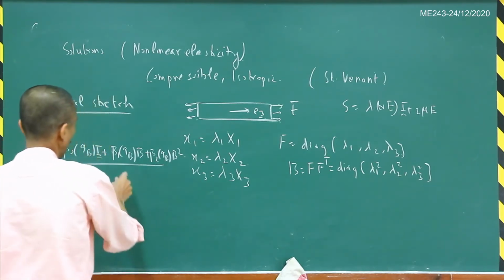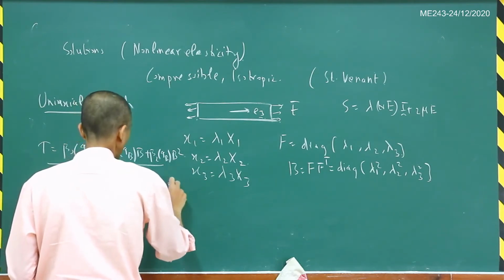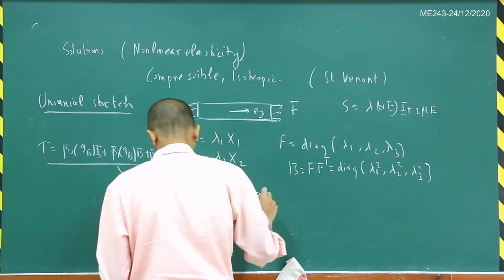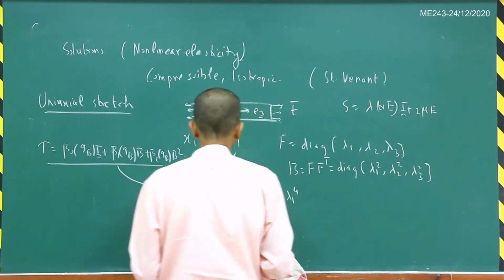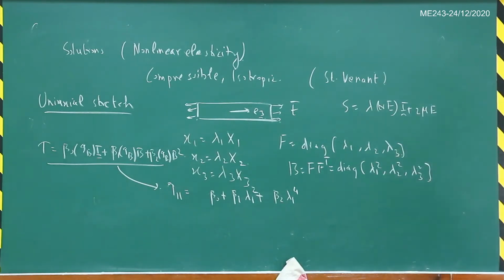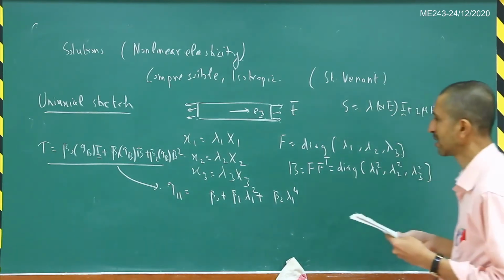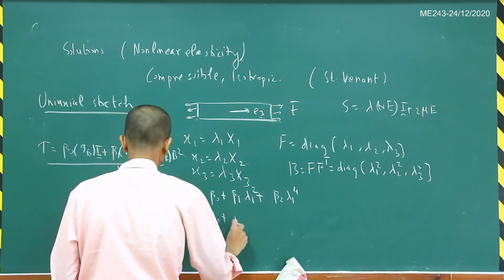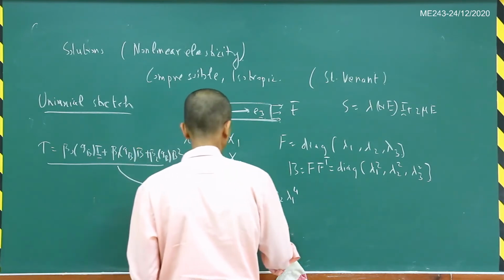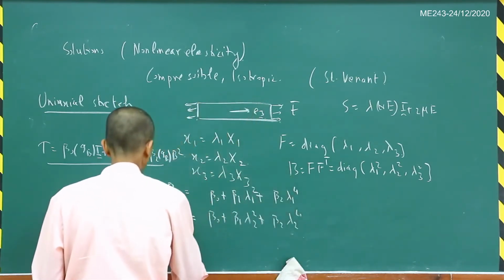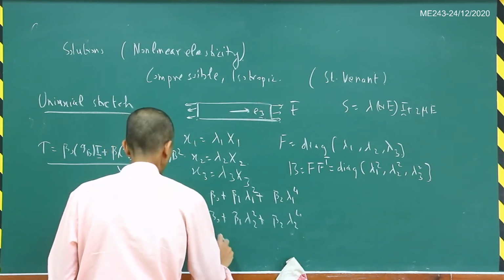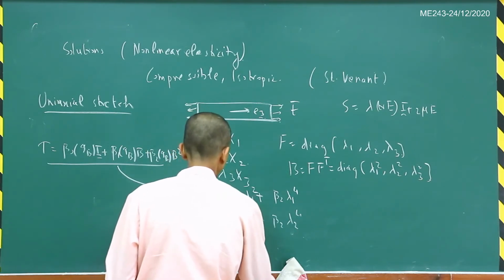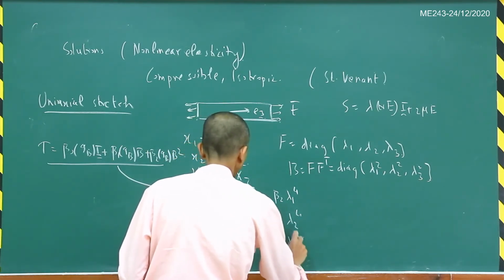So what you will get from this particular relation is that tau 11 is equal to beta naught plus beta 1 lambda 1 square plus beta 2 times lambda 1 raised to 4. And similar relations for tau 22 and tau 33. So let us write that. We will get that tau 22 is equal to beta naught plus beta 1 lambda 2 square plus beta 2 times lambda 2 to the 4, and now tau 33 is equal to beta naught plus beta 1 lambda 3 square plus beta 2 times lambda 3 raised to 4.